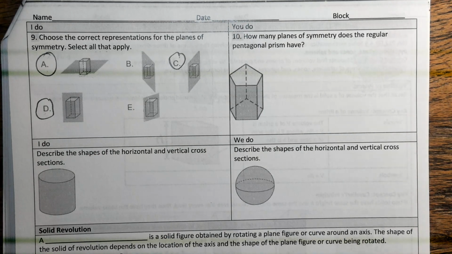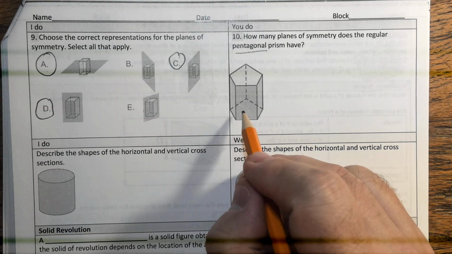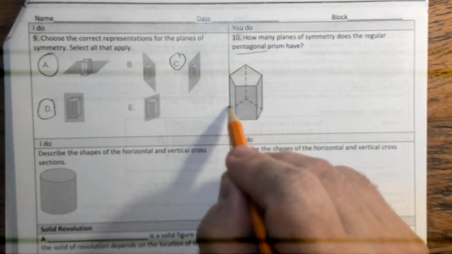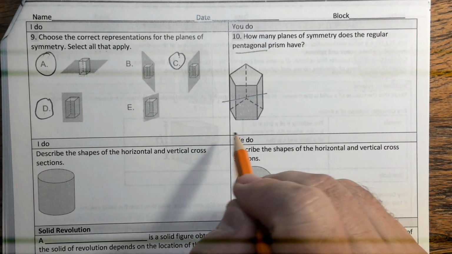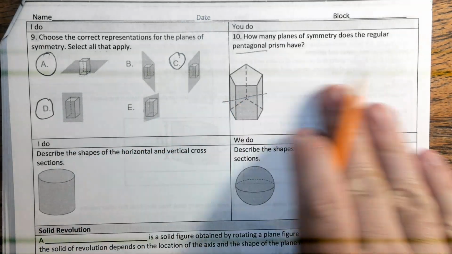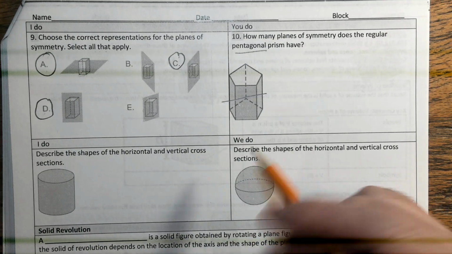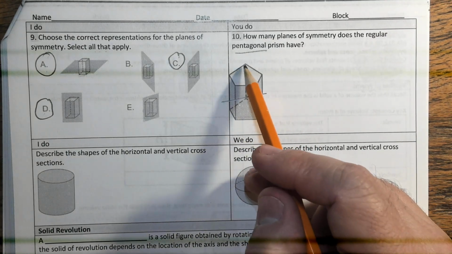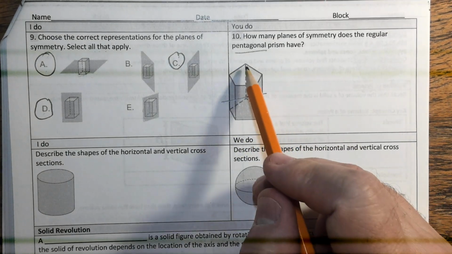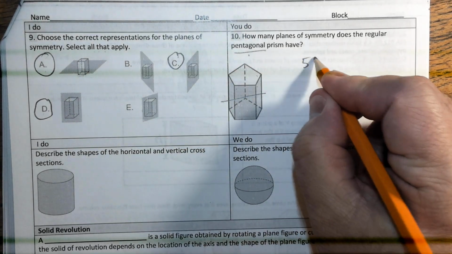All right, number 10. How many planes of symmetry does a regular pentagonal prism have? So I can tell you, as far as symmetry goes, you can cut it in half this way. Well, it's not straight, but if we cut it in half horizontally, it would map onto itself, or it'd be symmetrical. And then the way I understand it, for each vertex, if that's pentagonal, that would be 5, plus the 1 horizontally, so 6.